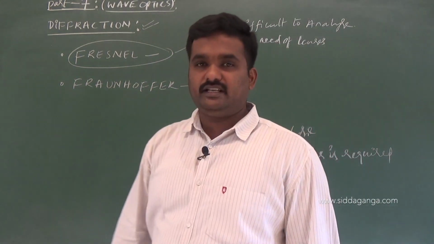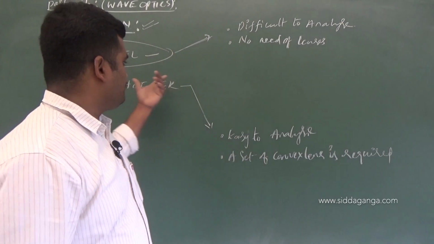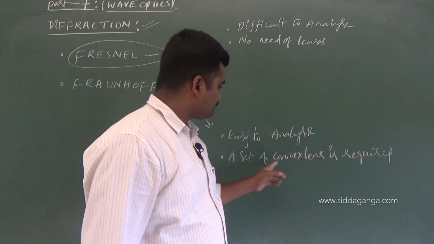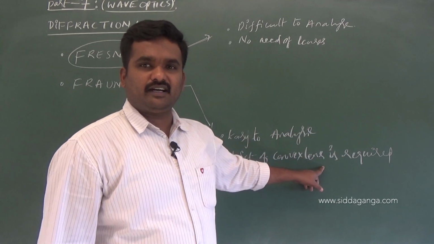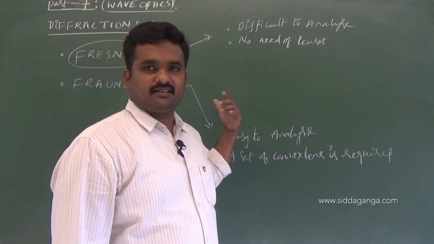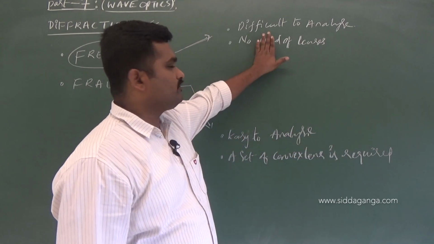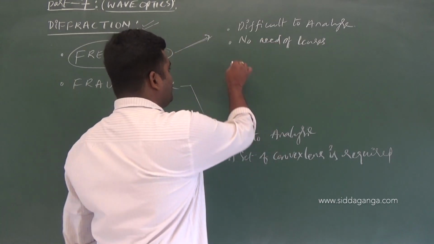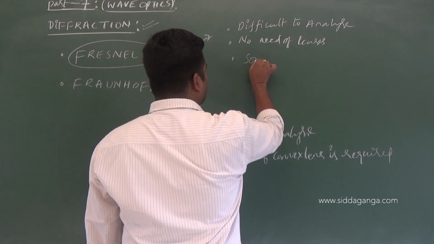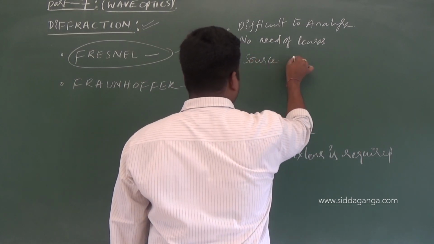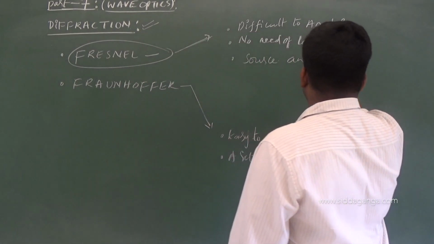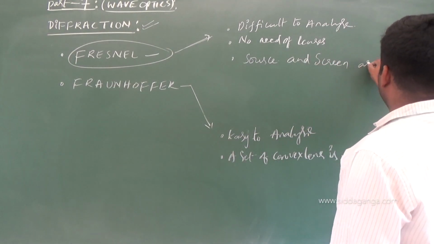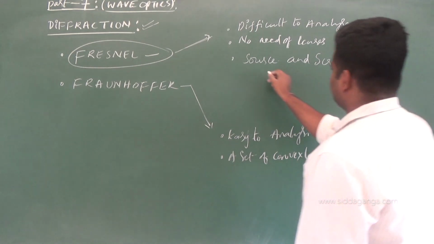If you want to analyze the Fraunhofer diffraction, a set of convex lenses are required. Why is it required? We will see that as we study. But here, no need of any set of convex lens or any kind of lens. And here source and screen are at finite distance. Remember this, source and screen are at a certain finite distance.